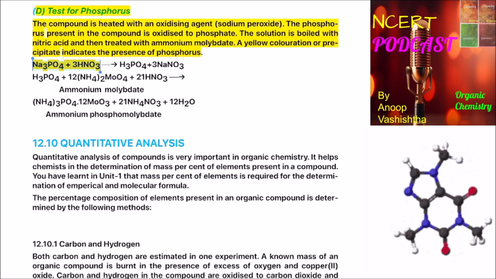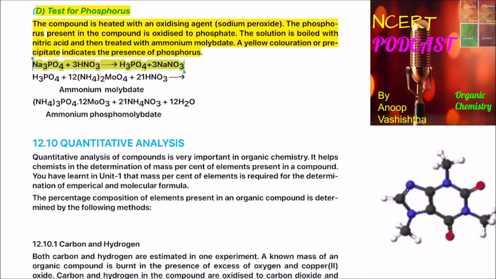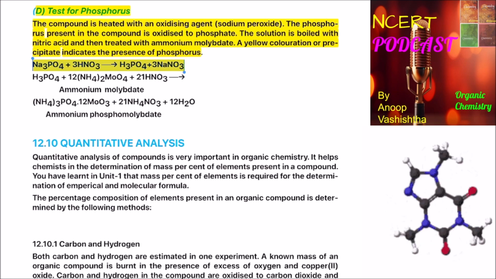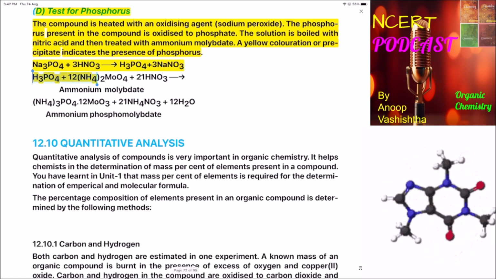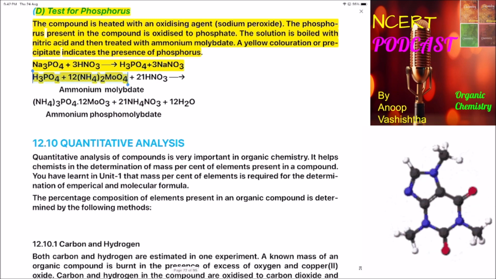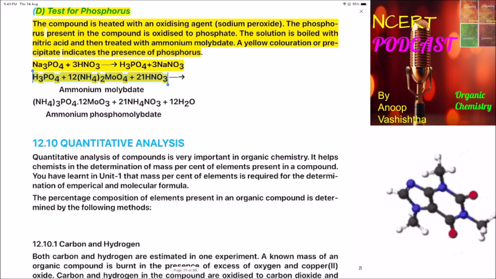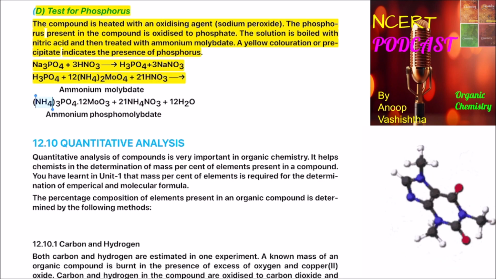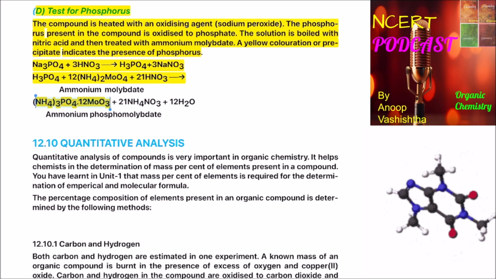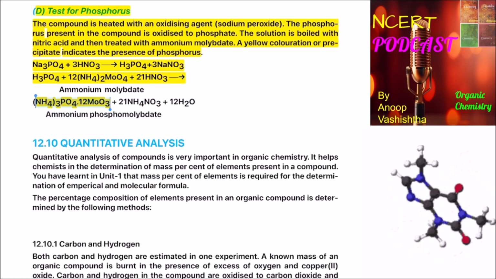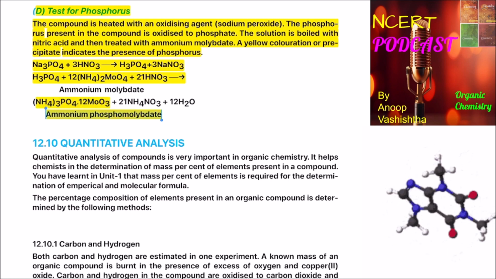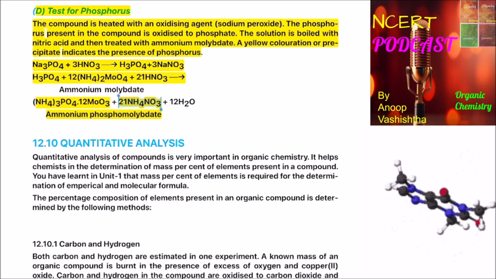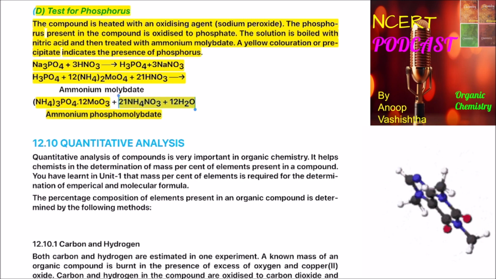Na3PO4 plus 3HNO3 gives H3PO4 plus 3NaNO3. H3PO4 plus 12(NH4)2MoO4 plus 21HNO3 gives (NH4)3PO4.12MoO3, ammonium phosphomolybdate, plus 21NH4NO3 plus 12H2O.